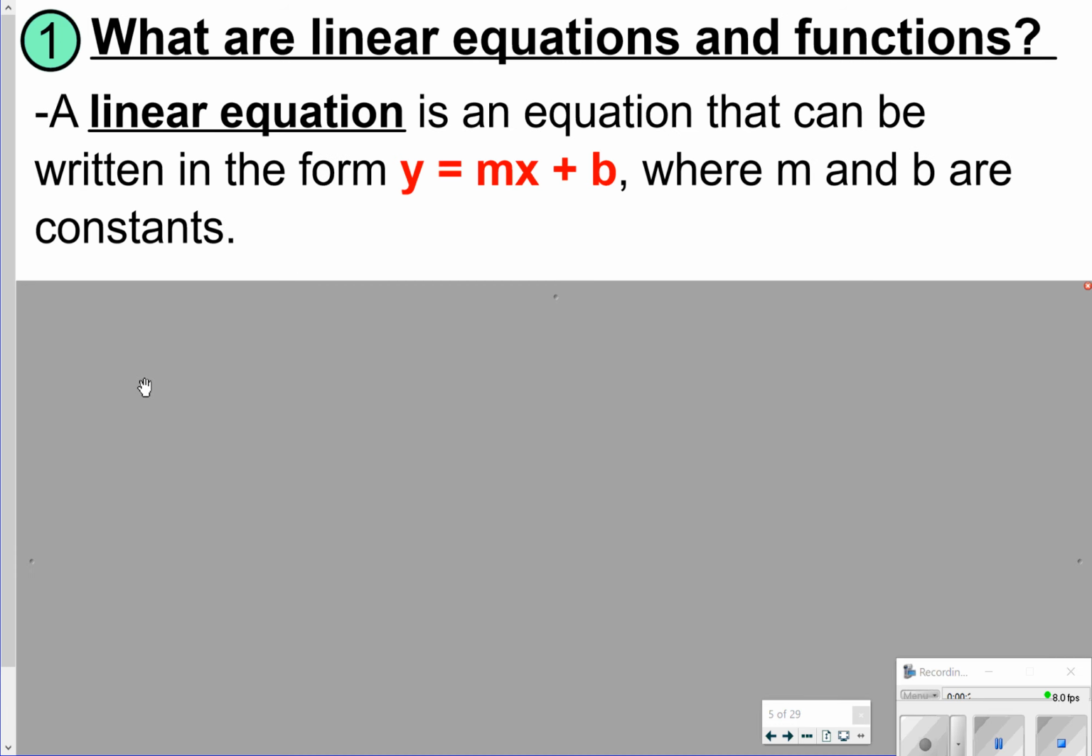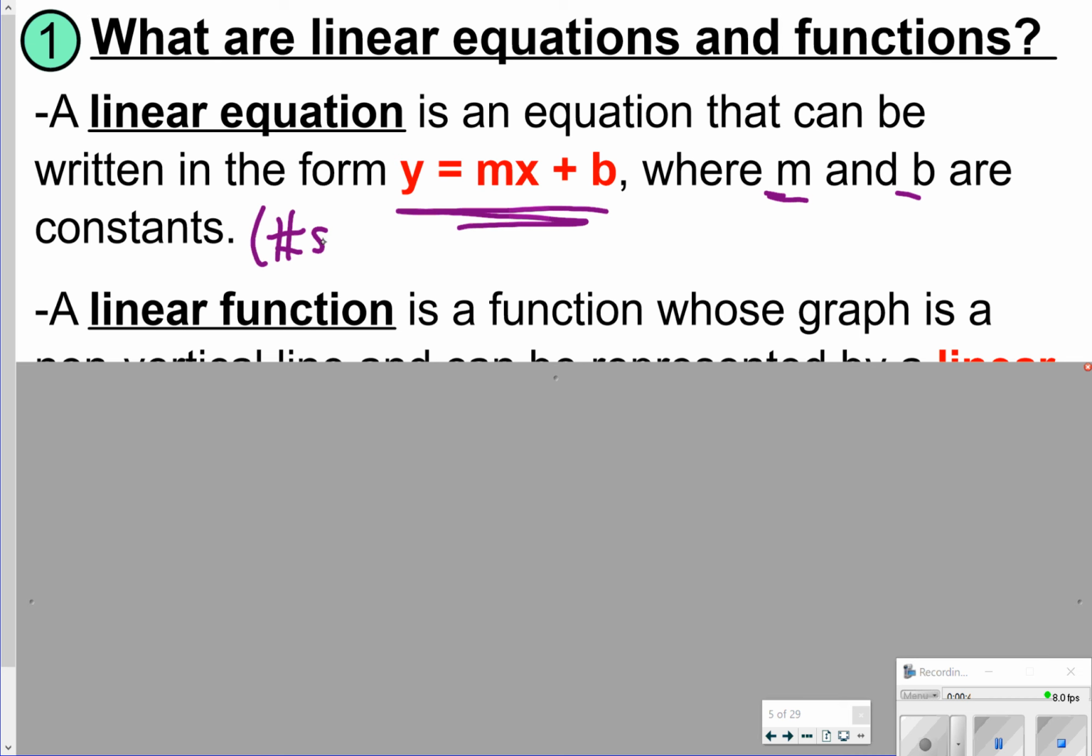First thing you're going to see is a linear equation is an equation that can be written in the form of y equals mx plus b. This is going to be coming up as well. This is called slope-intercept form later on in this chapter, so it's very important that you know that is going to represent a linear equation, and m and b are going to be constants. So they're going to be basically numbers.